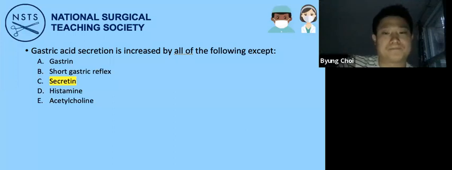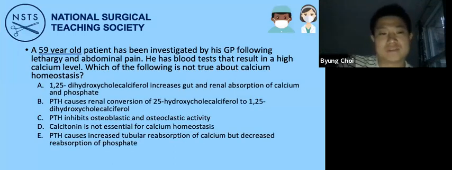All right. So we'll squeeze in another question here. A 59-year-old man has been investigated by his GP following lethargy and abdominal pain. He's had blood tests, results in a high calcium level. Which of the following is not true about calcium homeostasis?